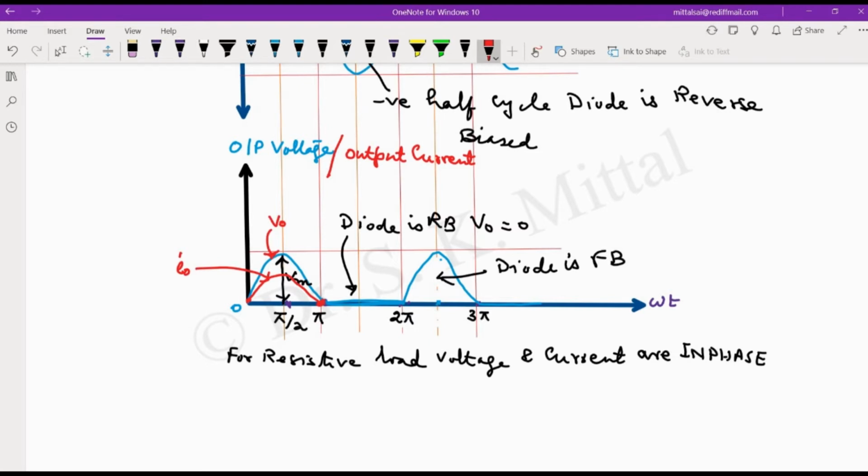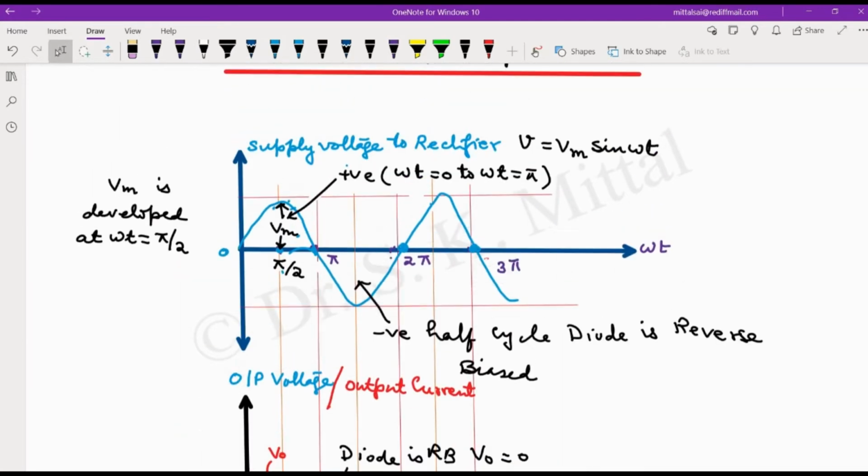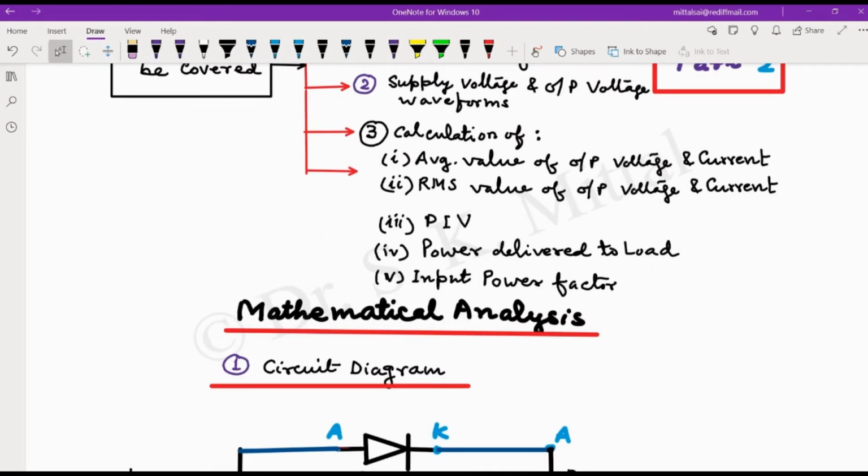Here again from pi to 2 pi, since diode is reverse biased, current is 0. Output voltage and output current are 0, and therefore here from 2 pi, when positive half supply comes, output current and output voltage are obtained. So this will be the output voltage waveform and the red line waveform represents the output current waveform. So now waveforms are completed. Now one by one we will do the mathematical calculations.